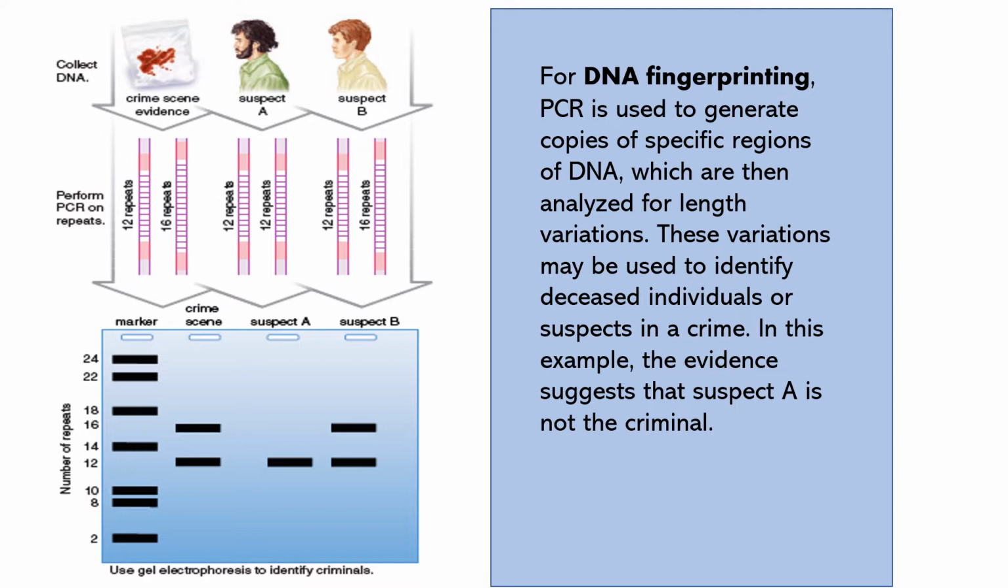PCR is used to amplify the entire repeated region. The greater the number of repeats, the longer the segment of DNA that will result after PCR amplification. People may be heterozygous for the number of repeats, as you can see here in the figure, so the DNA from both homologs must be amplified separately. Following PCR, the DNA is subjected to gel electrophoresis.